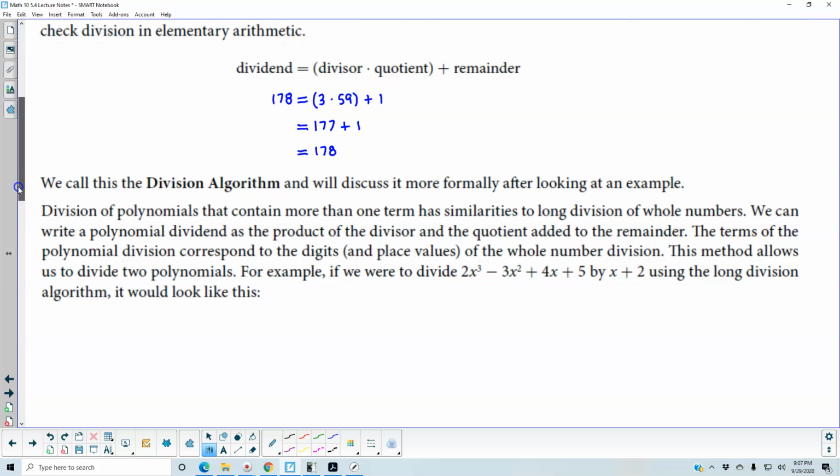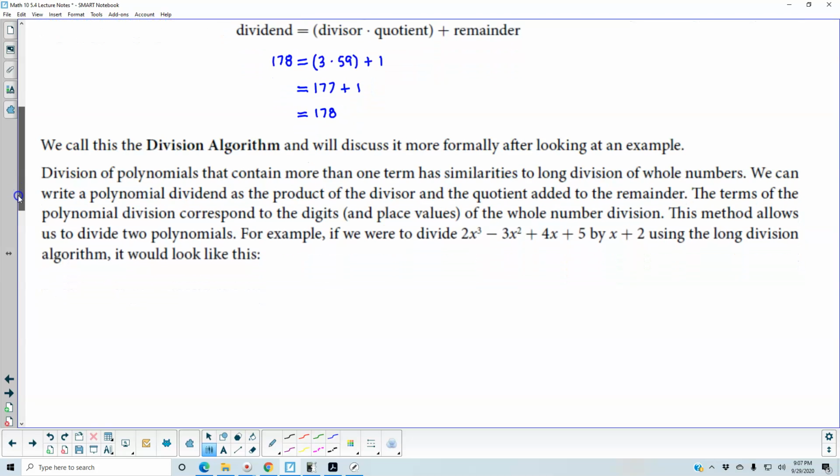For example, if we were to divide 2x cubed minus 3x squared plus 4x plus 5 by x plus 2 using the long division algorithm, it would look like the following. Well, first, we know that this represents the dividend, and this is going to represent the divisor. So we're going to take x plus 2, and we're going to divide it into the polynomial 2x cubed minus 3x squared plus 4x plus 5.